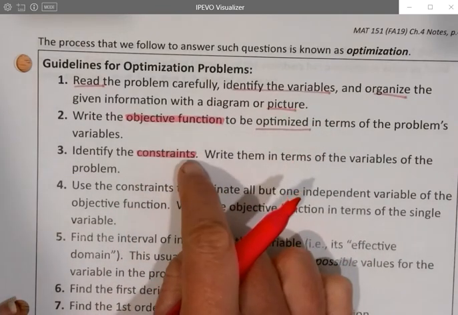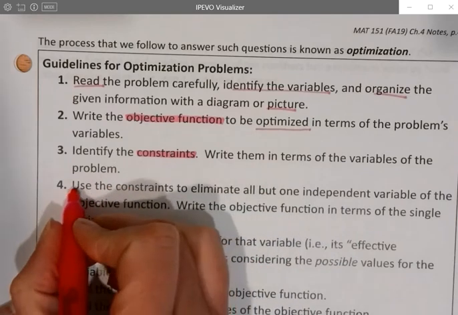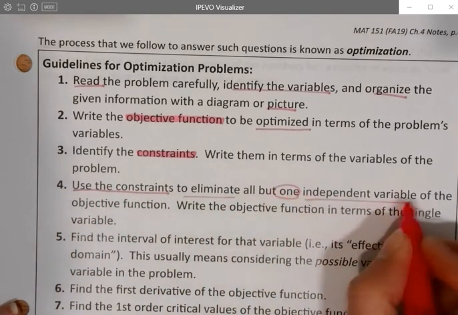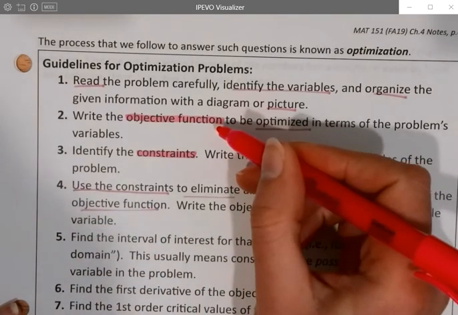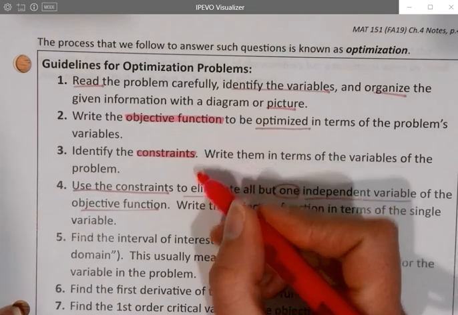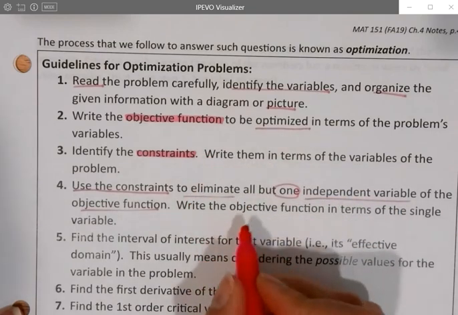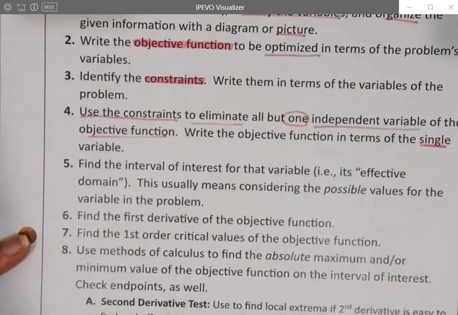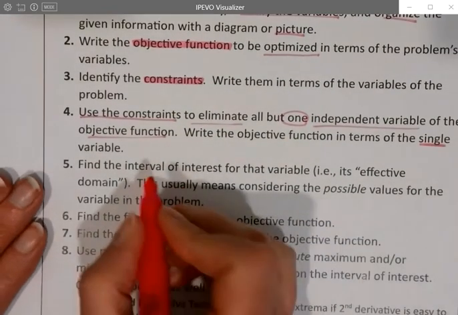declared, the objective function and the constraint function, then we're going to use the constraints to eliminate all but one independent variable of the objective function. So the objective function usually has more than one independent variable until I take the constraints and break it down to having just one. So I get the objective function in terms of that single variable, and then we're going to find the interval of interest.